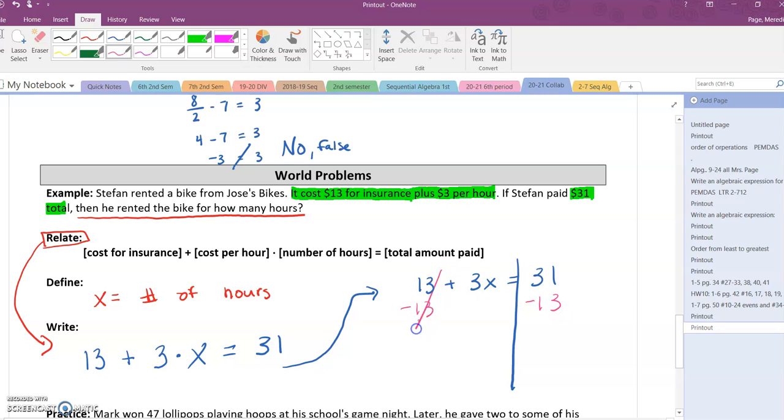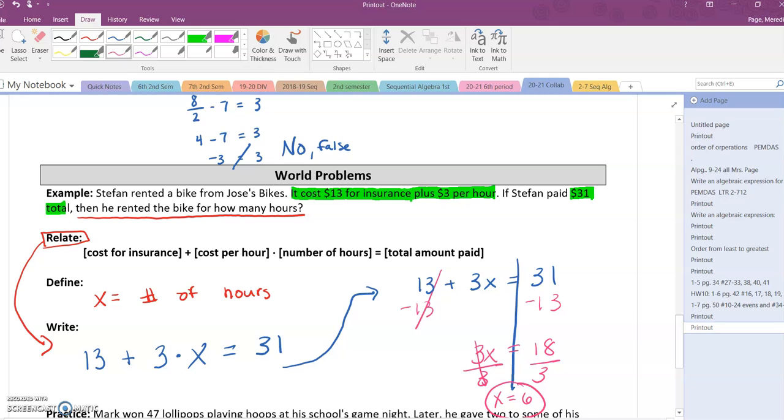minus 13 both sides. Now remember, if you don't feel confident with your adding or subtracting or multiplying or dividing, make sure you use a calculator. 31 minus 13 is 18. So 3x equals 18. Now, last step is to either multiply or divide. In this case, we're going to divide because it's originally multiplication. Cross out, x equals 6.